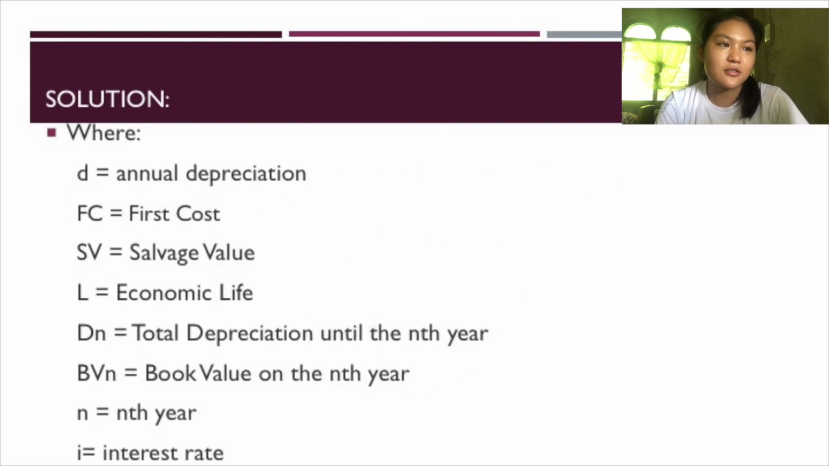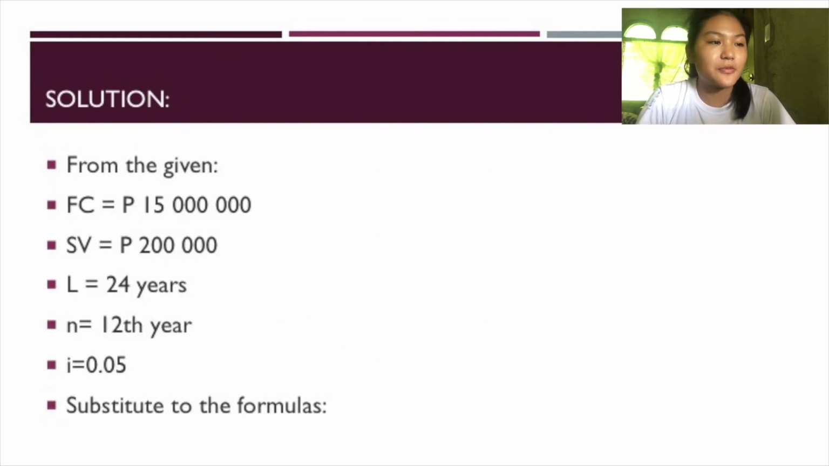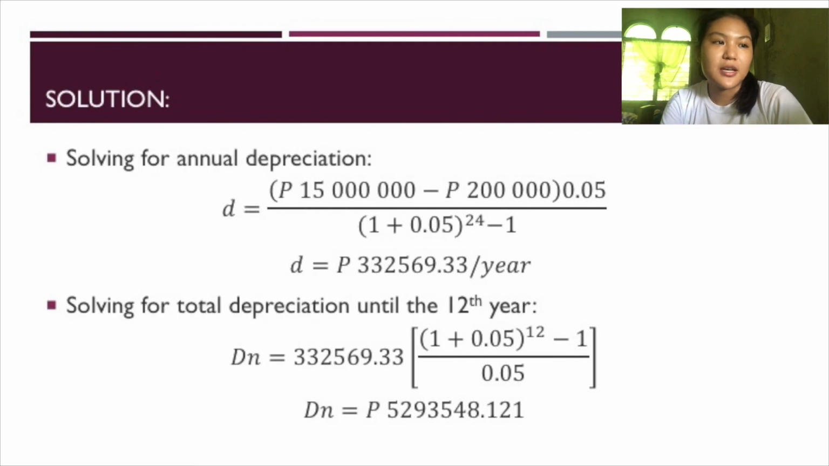So from the given, the first cost is 15 million pesos. The salvage value is equal to 200,000 pesos. The L, or the economic life, is 24 years. And the N is the 12th year. Lastly, the interest rate is 0.05. So by substituting to the formulas, first we will solve the annual depreciation and we will get a result of 332,569.33 pesos per year. So let's multiply this annual depreciation when solving the total depreciation until the 12th year.